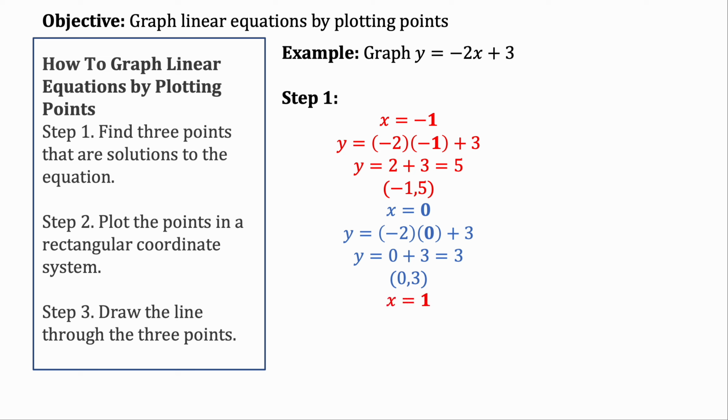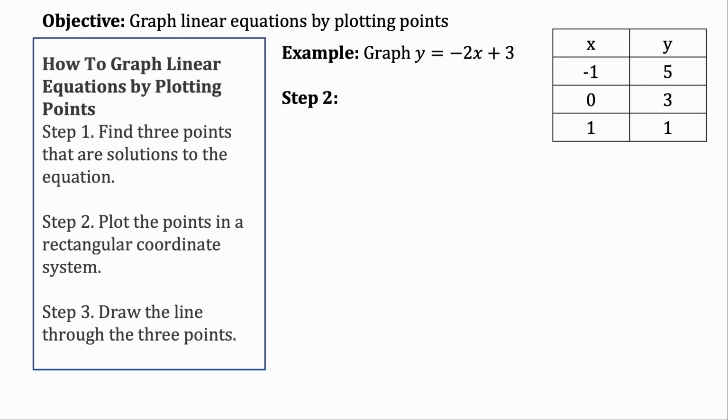Our final point, I'm going to plug in 1. I get y equals -2 times 1 plus 3. All order of operations tells us do that multiplication first. So we're going to get -2 plus 3, or 1. So that's the point 1, 1. So now we have those 3 points. So I put them in a little table there so we have them as a resource.